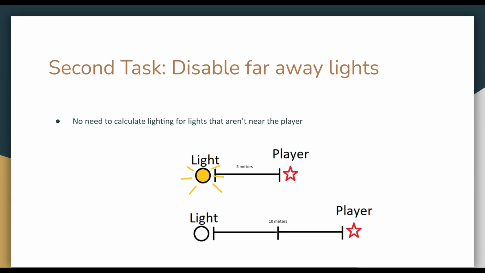Our second task is to disable lights that are far away from the player, because there's really no need to calculate lighting or have these running if the player can't really even see them. So as you can see in this simple little diagram, the player is 5 meters away from the light, so it should be on. But if they are 10 meters away, the light will be off. And that's not too bad to do in Unity, so let's go see how you do it.